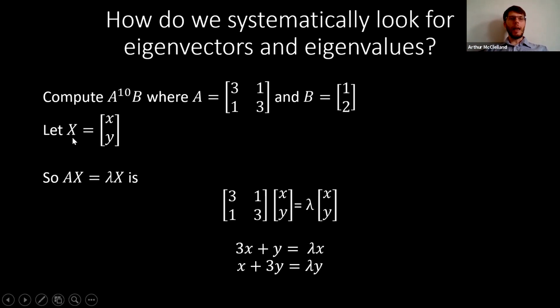Let's let X be a vector (x, y). We have our matrix, and we're going to multiply it times a vector, and this needs to equal lambda times that vector again. So we're looking for an eigenvector and the eigenvalues of this matrix A. We multiply A by our unknown eigenvector, and this equals lambda, our unknown eigenvalue, times that same eigenvector again. Written out as algebraic equations, it is 3x plus y equals lambda x, and x plus 3y equals lambda y.